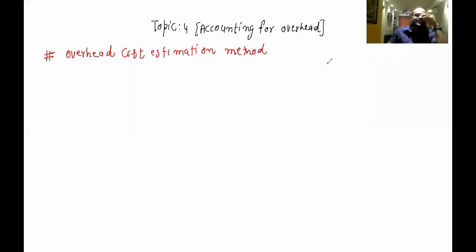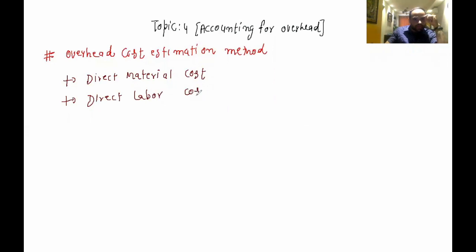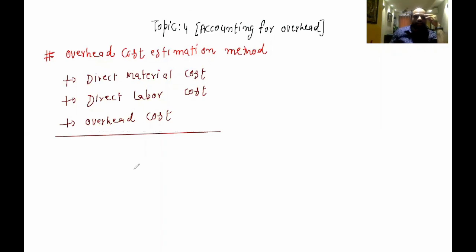All right. So let's take an example to understand this overhead cost estimation method. For example, this pen is a product, right? And this product is a combination of three types of cost: direct material cost, direct labor cost, and overhead cost. So this is a combination of three different types of cost: direct material, direct labor, and overheads. This is your total manufacturing cost.